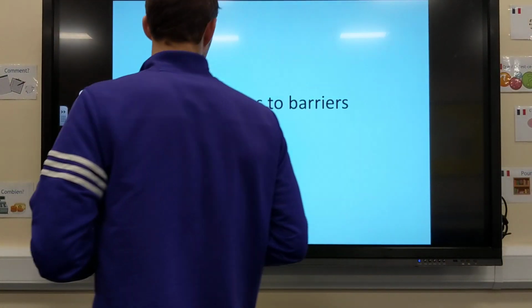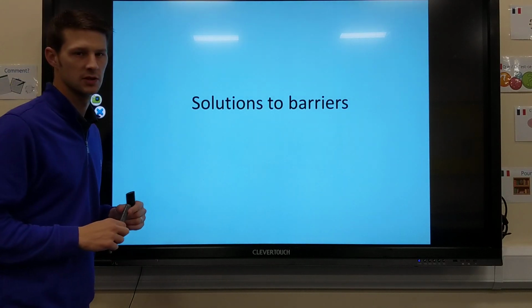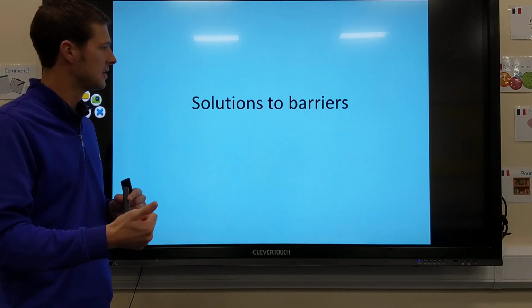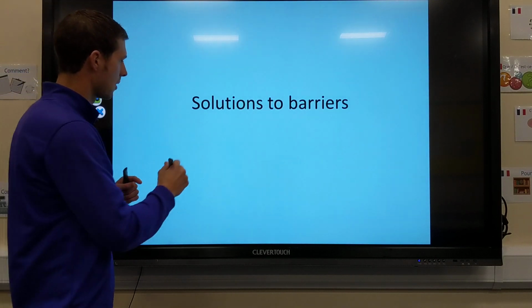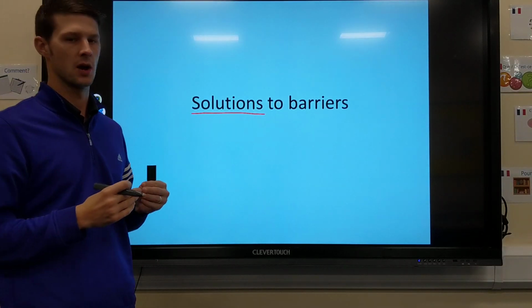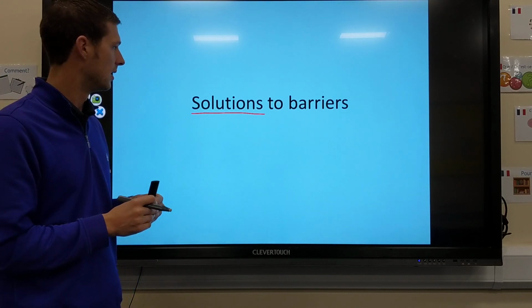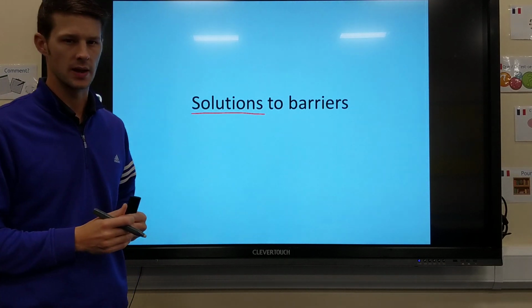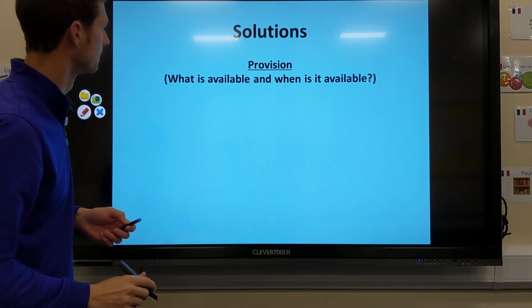Okay, second part of learning objective 1. In the previous one we looked at user groups and barriers that stop people participating in exercise. Now we're looking at solutions. Solutions means how they might overcome the barrier, so how to eliminate those barriers by using a couple of different ways. That's the main thing we'll be looking at in this one.